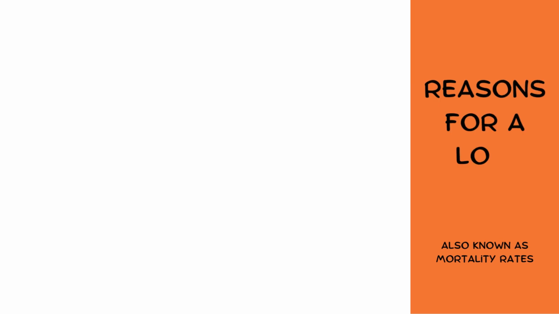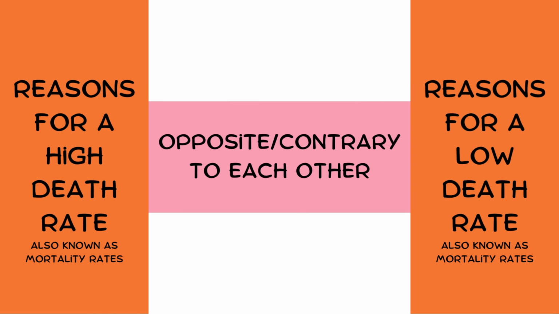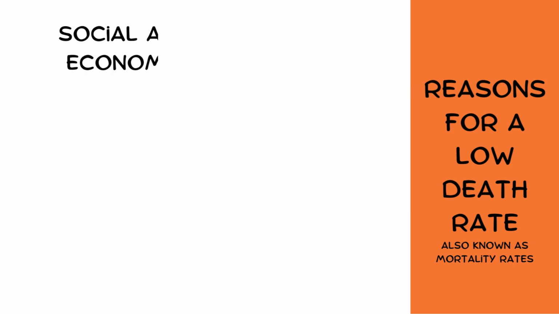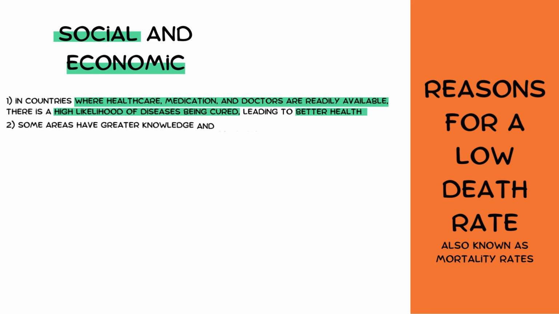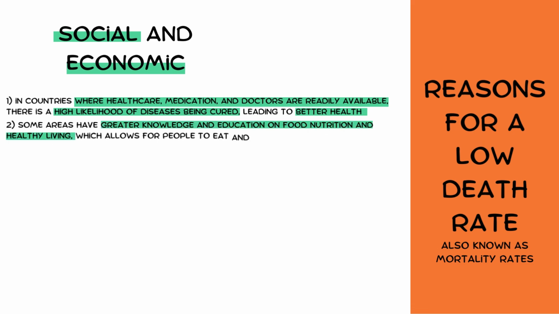Finally, with low mortality rates, factors are again in opposition to those of high mortality rates. For social and economic factors, we can see the following. 1. Where medication and healthcare is available, the likelihood to cure and regulate diseases is high, leading to a high life expectancy. 2. In countries where there is better knowledge and education of nutrition, people can learn how to have a better diet and exercise.